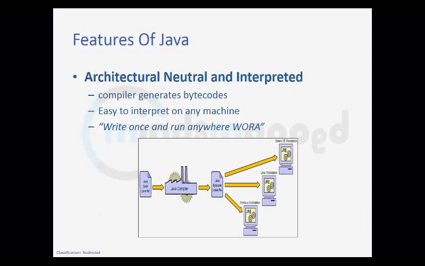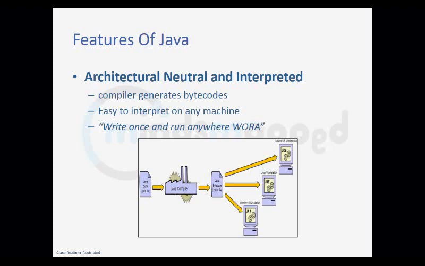Then it is also architectural neutral and interpreted. It is write once and run anywhere. What you need for that is a Java runtime environment which is installed on every machine. So whether it is a Solaris or a Linux or a Windows workstation, based on which workstation it is, an appropriate Java runtime environment needs to be installed.